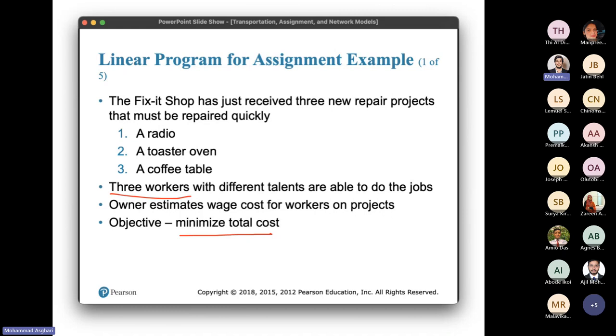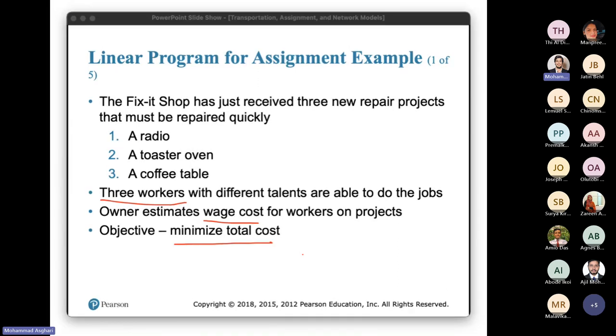The owner of a repair shop pays different wages to different workers based on their skills and their time for repairing something. So the objective function is to minimize total cost. What is the cost? The wages the repair shop pays to workers.